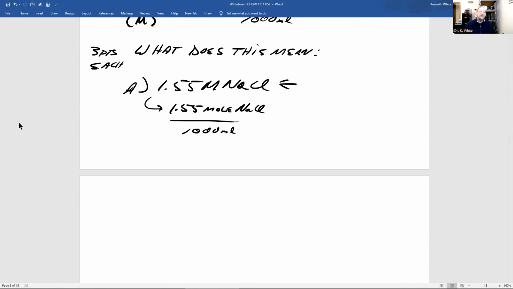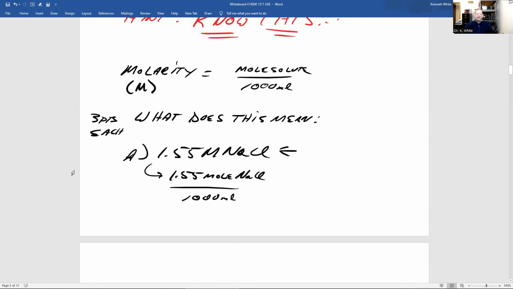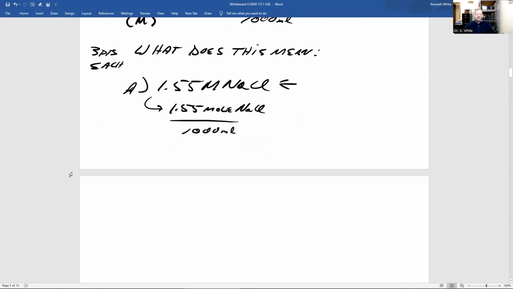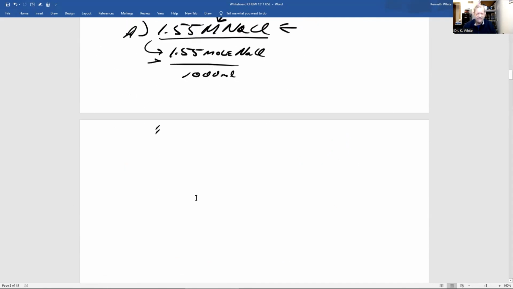That's better. So molarity, moles of solute per 1,000 milliliters of solution. And when you see it written this way, a number, capital M, and a chemical structure or formula tells you molarity. Let's do another one.